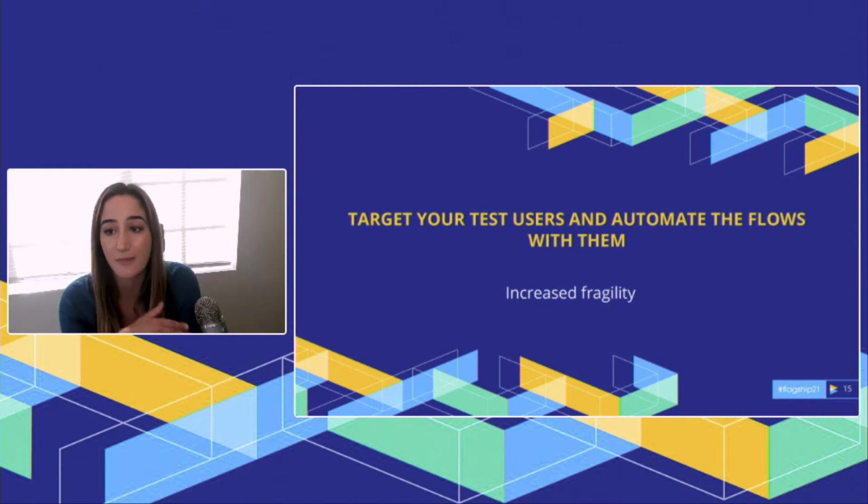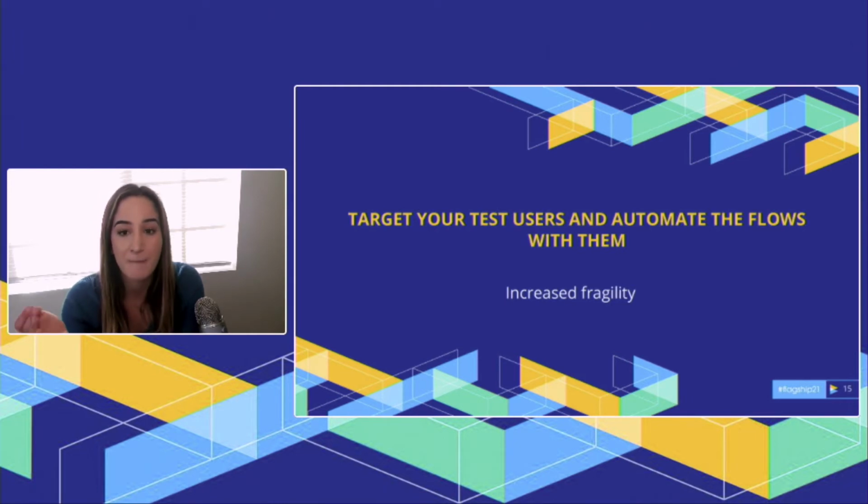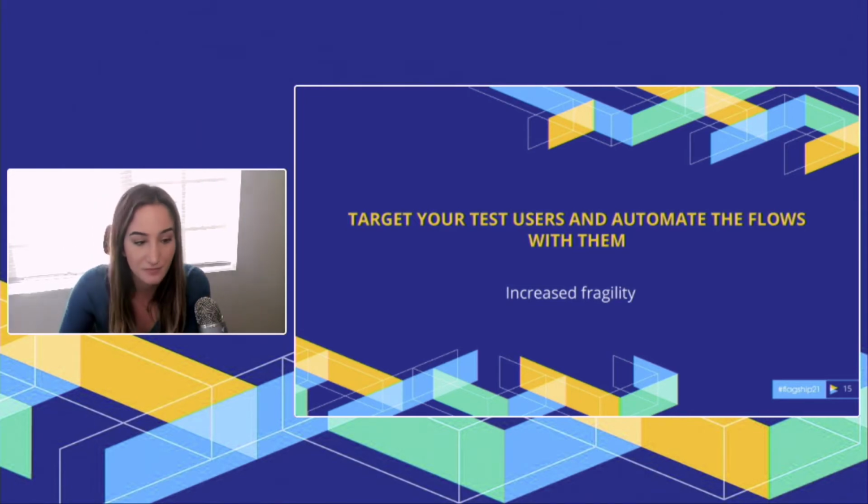And so every time automation bot A logs in, they're going to have access to the feature regardless because they're on that list. The only problem with this approach is that there is increased fragility. In case someone removes that user from the targeting list, that test is going to fail.